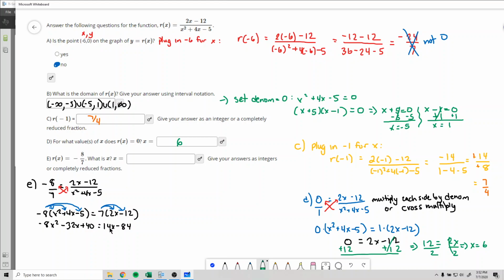So we're going to factor this because we have multiple powers of x. Subtract the 14x and add 84 to each side. Got 0 on the right, and on the left we got negative 8x squared minus 46x plus 124. Now, if we have anything in common, we should take care of that, and we do have a 2 in common. So I'm going to factor a 2 out.